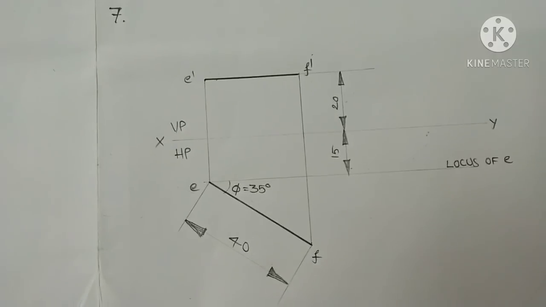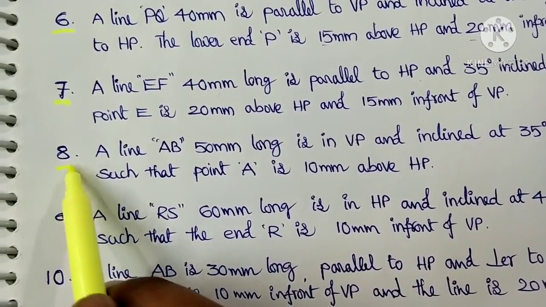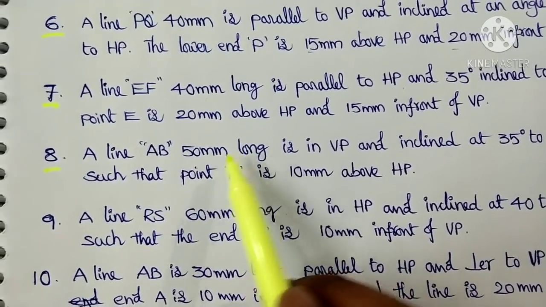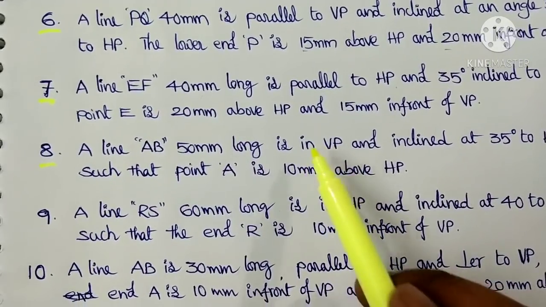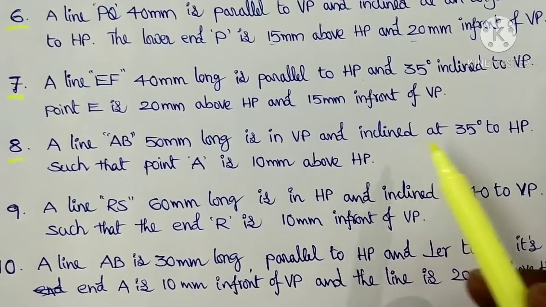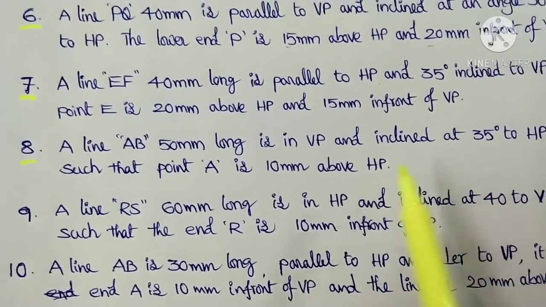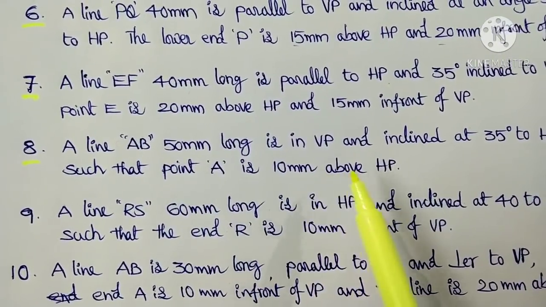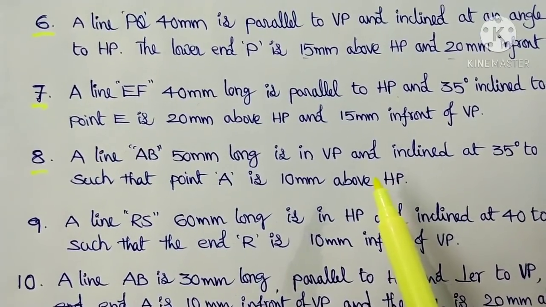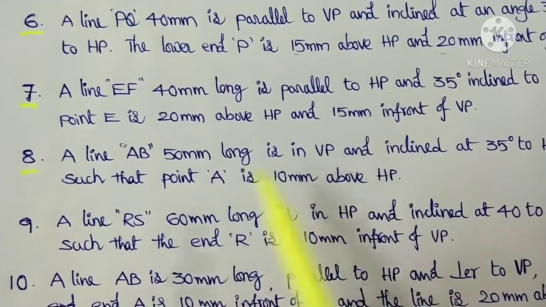And now let us move to problem number 8. Yes, now we can see problem number 8, that is, the line AB 50 mm long is in VP, that means the line is touching the vertical plane, and inclined 35 degrees to the HP, so that is theta, the inclination with HP, such that point A is 10 mm above HP. This is our condition. So let me show you the position of the line according to this condition.